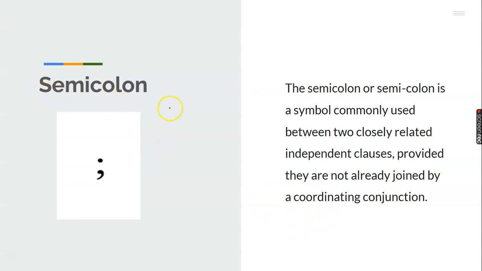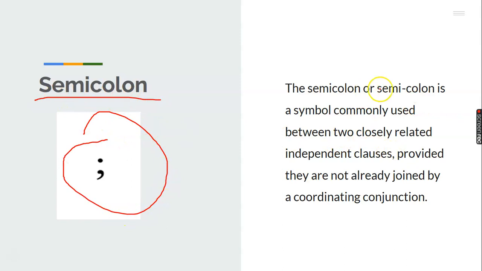The second punctuation mark we're considering today. The semicolon. Here we have the symbol. The semicolon or semi-colon, you can write it like this or like this. They are both acceptable. The semicolon is a symbol commonly used between two closely related independent clauses, provided they are not already joined by a coordinating conjunction.